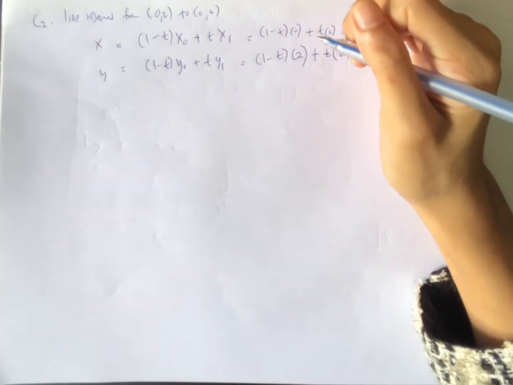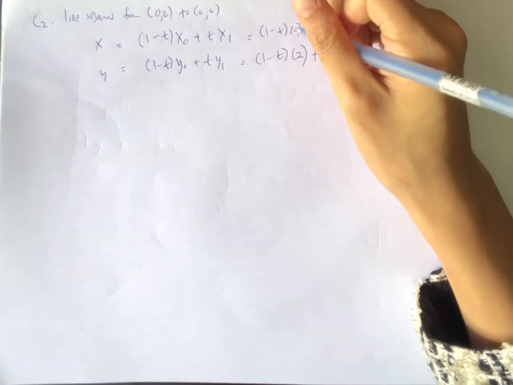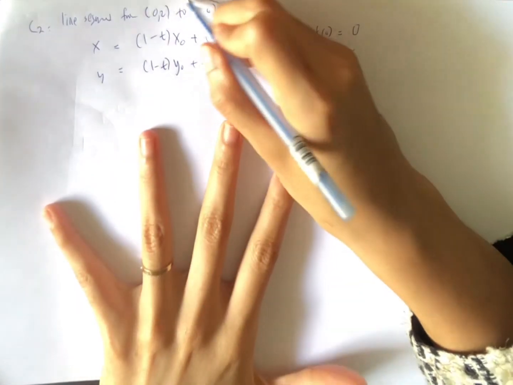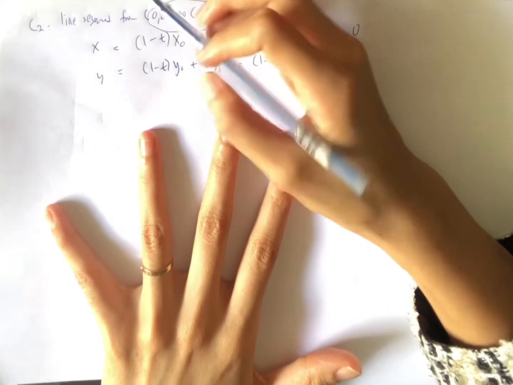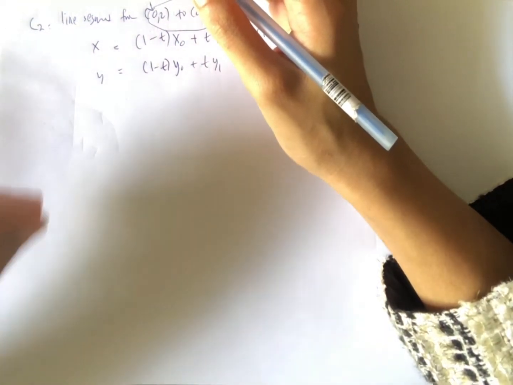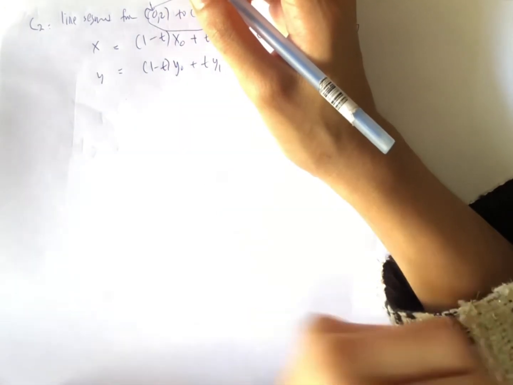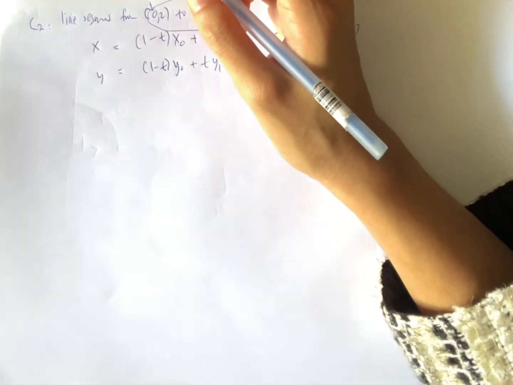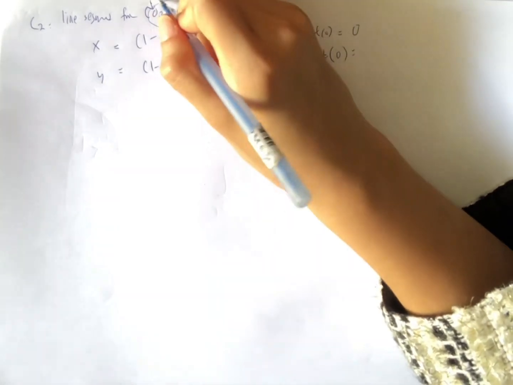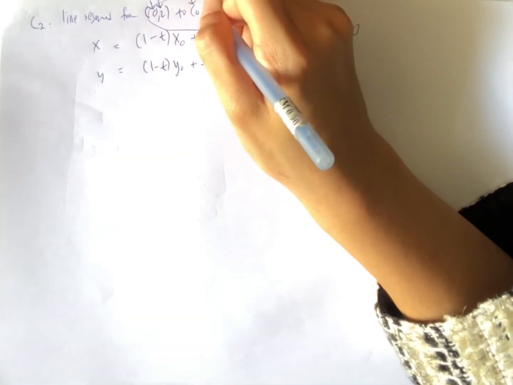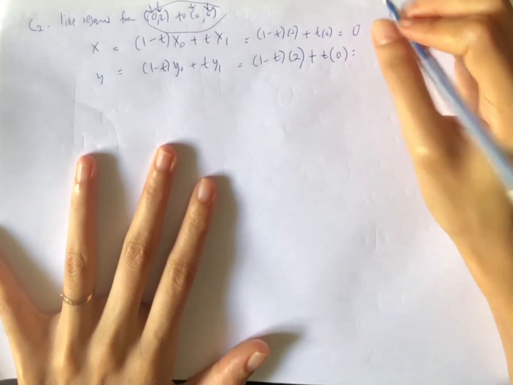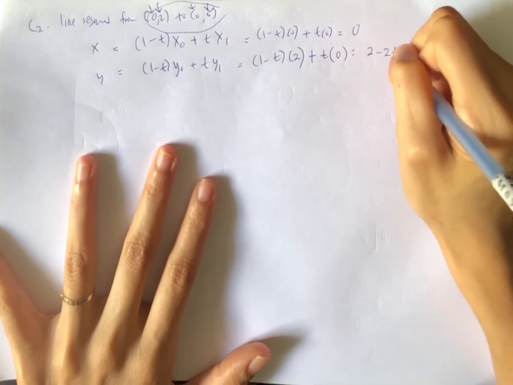Maybe some of you wonder how I get the values of x naught, x1, y naught, y1. It's from here. You read the question carefully. It's from 2, so from means the initial one. So this is the x naught, this is your x1, this is your y naught, and this is your y1. So just replace it, and you will get y equals 2 minus 2t.